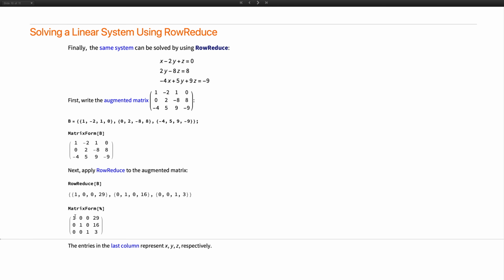And keep in mind that this one over here is a placeholder for x. So x is 29, y is 16, and z is 3. The entries in the last column over here will now give you x, y, and z. So RowReduce is a bit harder to understand, but in fact it's quite a powerful function.